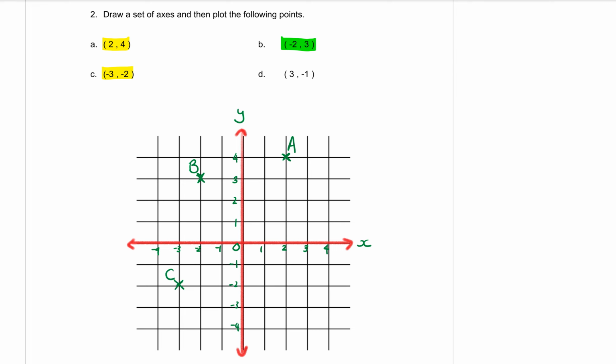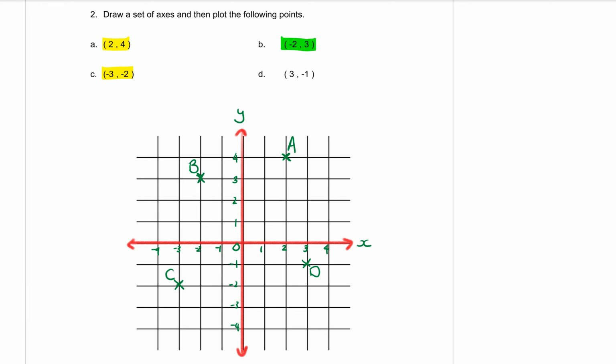That's C. And the last one, 3, -1. So x-axis, we go to 3. And then again, it's -1. So we go down to -1 and we put a cross there. 3, -1, put a cross and label it the point D.